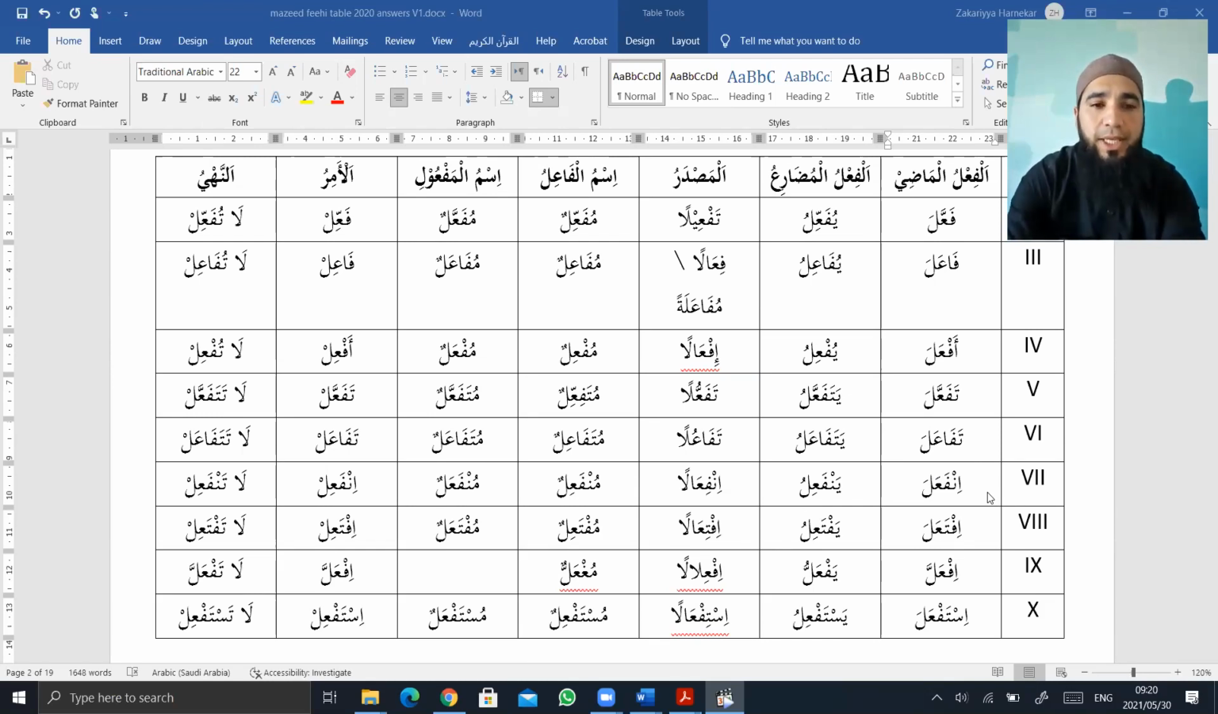Seventh scale. انفعل ينفعل انفعالا منفعل منفعل انفعل لا تنفعل. Eighth scale. افتعل يفتعل افتعالا مفتعل مفتعل افتعل لا تفتعل. Ninth scale. افعل يفعل افعلالا مفعل افعل لا تفعل.